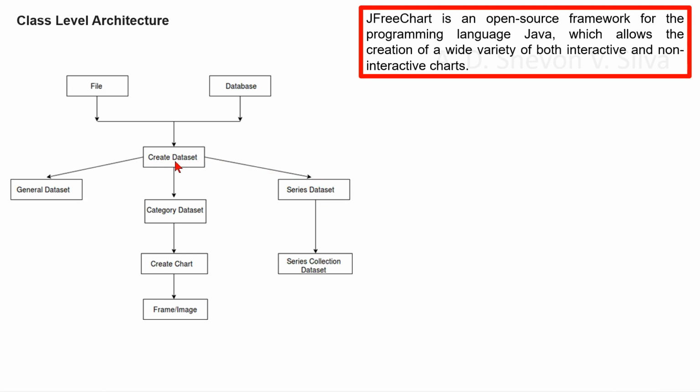Here the create dataset is connected to category dataset, and category dataset is connected to create chart. Here this general dataset, series dataset, and series collection dataset can also be connected to create chart. Create chart is connected to frame or image.